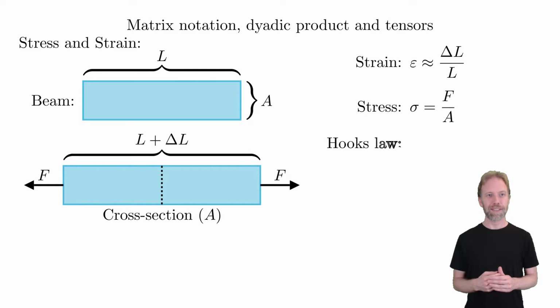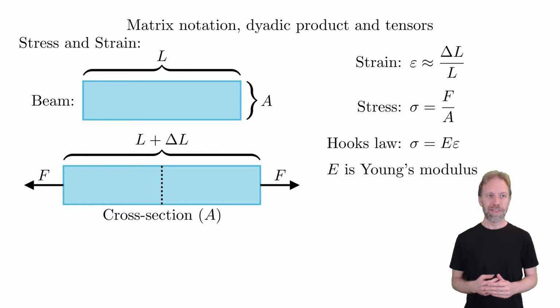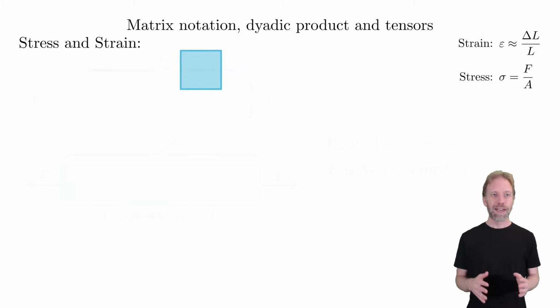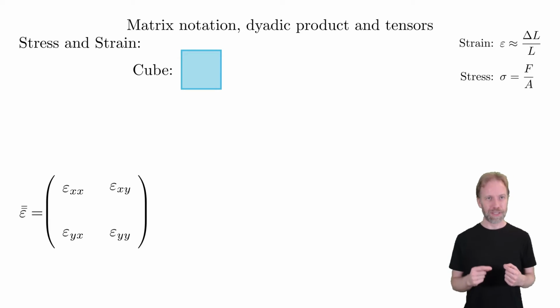We can also mention that the relationship between stress and strain is given by Hooke's law as a linear dependence, where E is the material constant called Young modulus. Let us study a cube instead, where we can apply the forces in any direction. To make it easier, let us only consider the two-dimensional case and introduce the strain tensor. Here we are only going to make a conceptual description of this tensor.